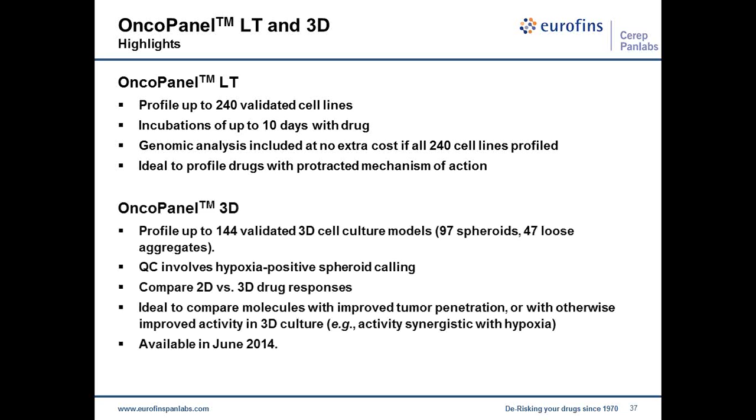For Oncopanel 3D, we have 144 validated 3-dimensional cell culture models. Again, about 97 spheroids and 47 loose aggregates. Clients can cherry pick for many of these models. The same cherry picking is also an option for Oncopanel LT. Our quality control involves hypoxia-positive spheroid culling to ensure that the cells at the time of treatment are truly hypoxic in the center.